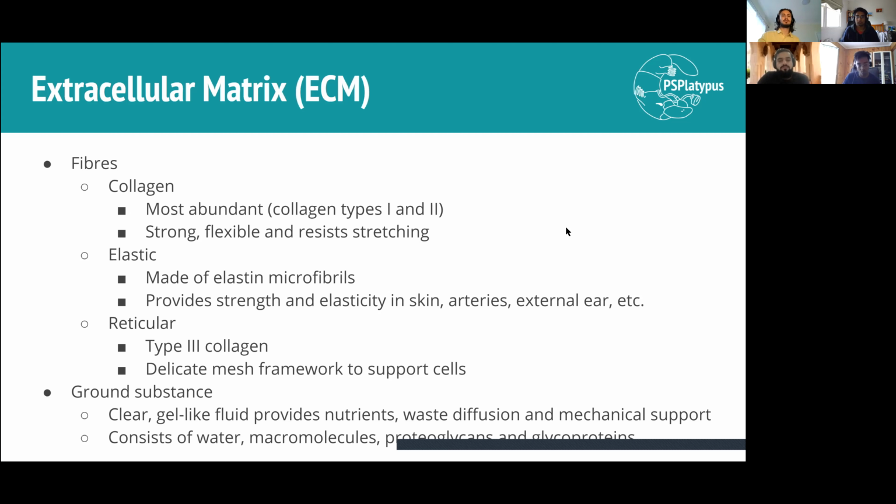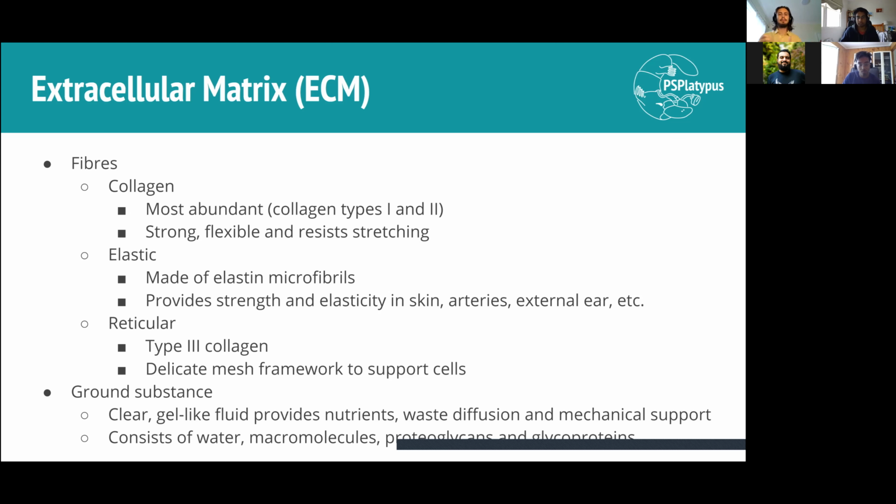And ground substance. So ground substance is a clear gel-like fluid that performs a variety of functions, including providing nutrients, diffusing waste, and performing mechanical support. So water is very hard to compress, right? So it means that the more ground substance you have in a connective tissue, the more resistant it will be to compression, which performs a variety of useful protective functions.